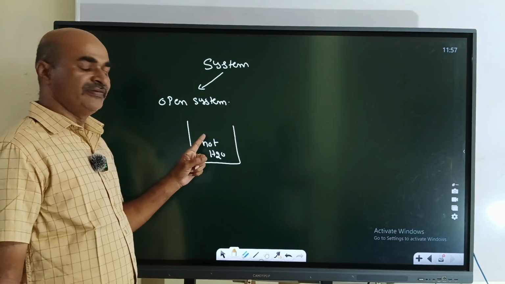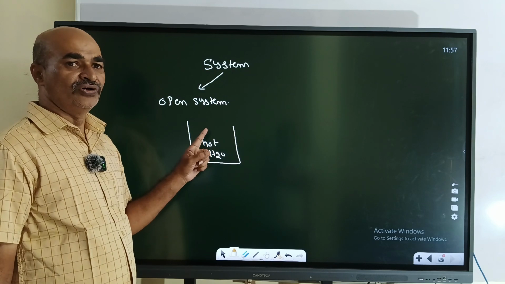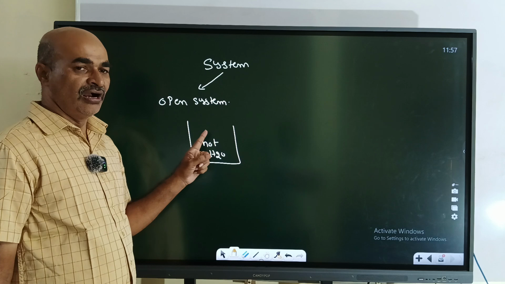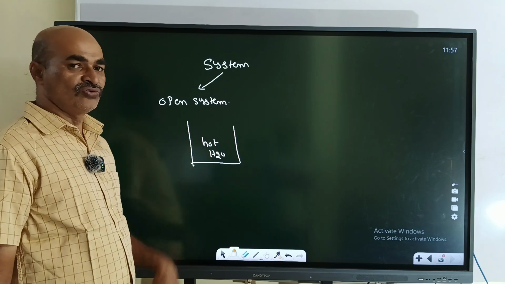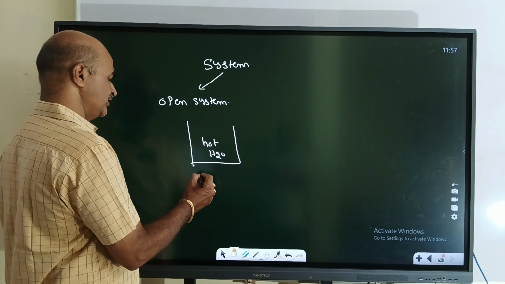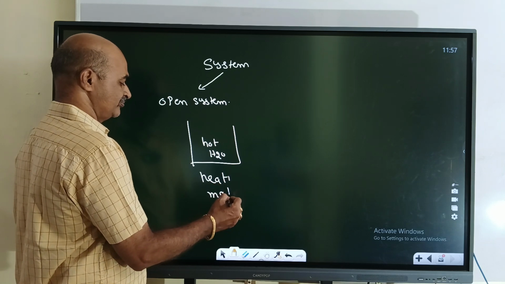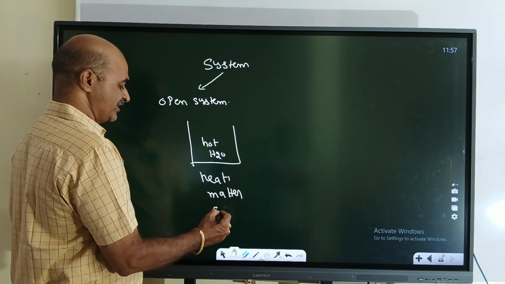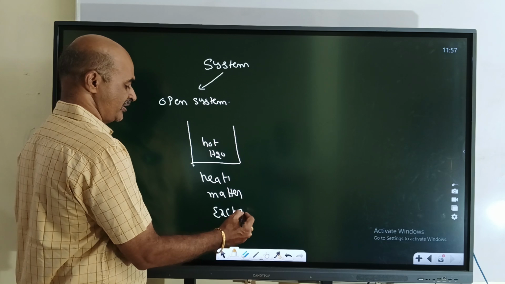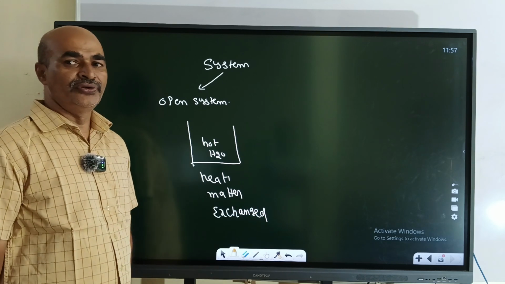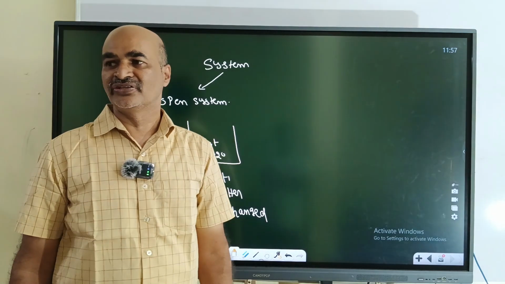At the same time, water becomes cold. First you take hot water, after some time water becomes cold. So here heat and matter are exchanged. This is an open system. Human body is an open system.